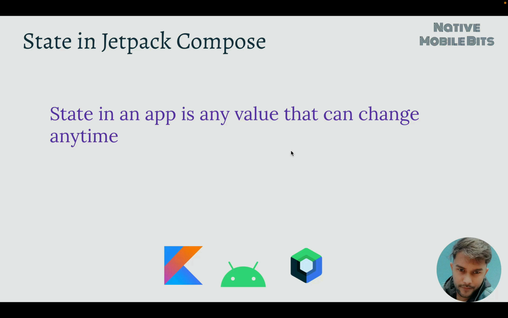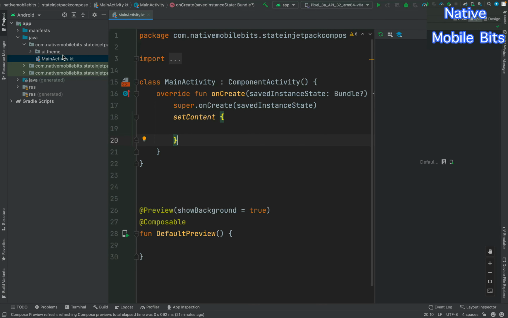State can be the value of our edit text. State can also be the list which we use in our recycler view or list view. It can be any value which can change over time, and we can refer to that value as state in Jetpack Compose. And now, when we are talking about state, you will be thinking about why we need this state at all, right?